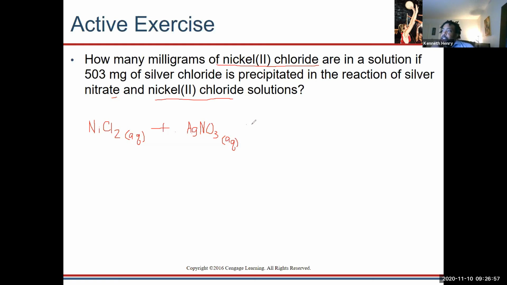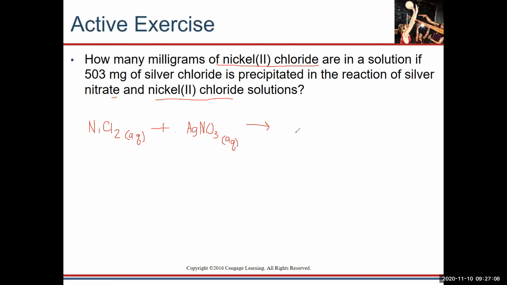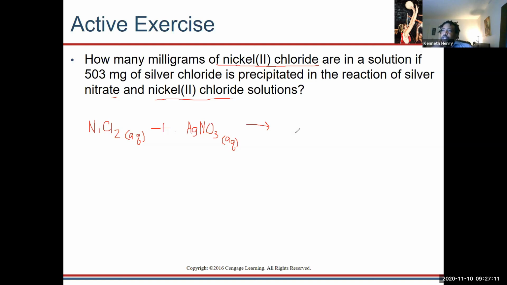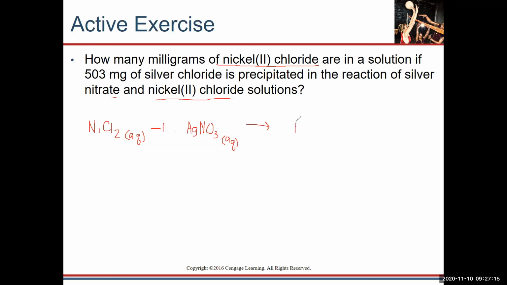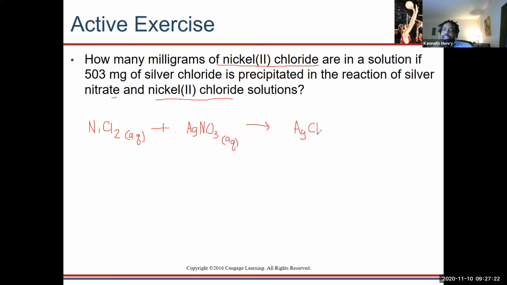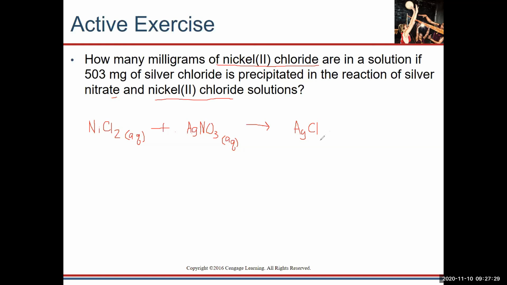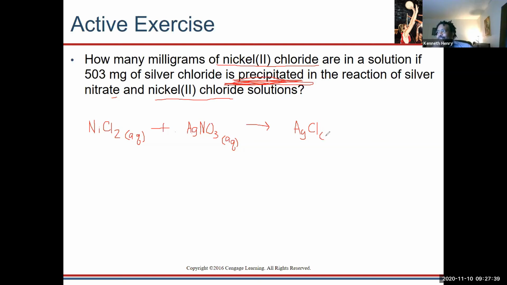And then we're making silver chloride. What's its chemical formula? AgCl. Solid, liquid, gas, or aqueous? Solid. Anytime you see the term precipitate, it's a solid.